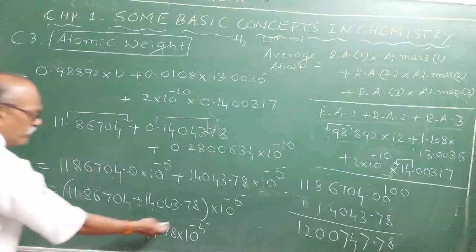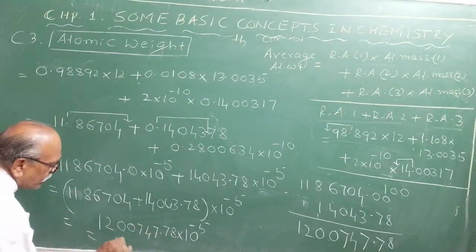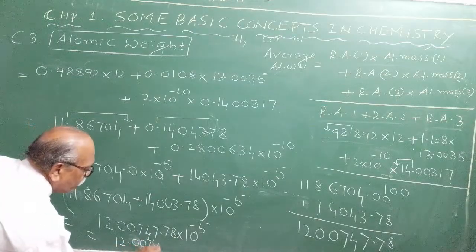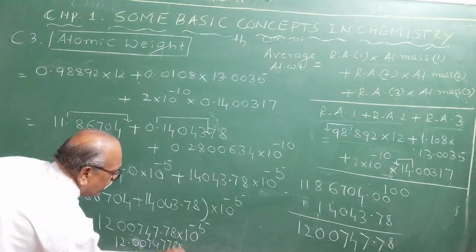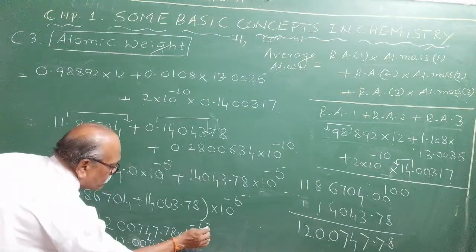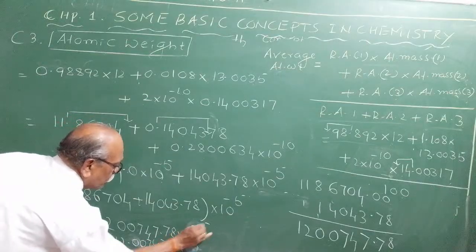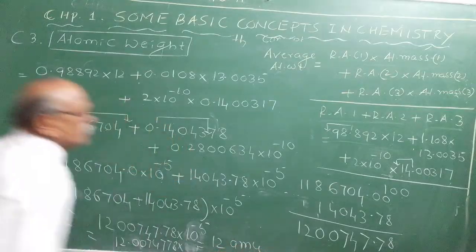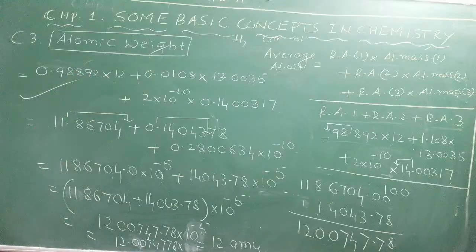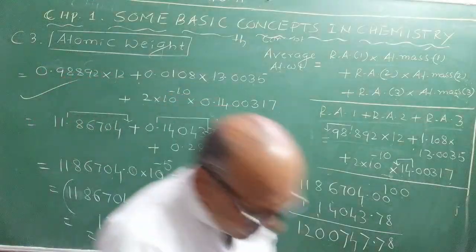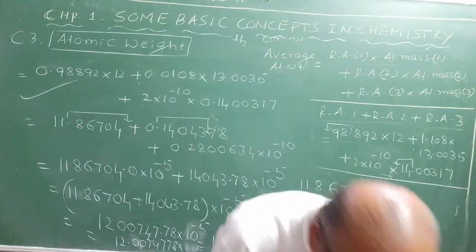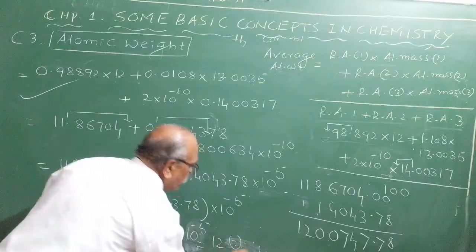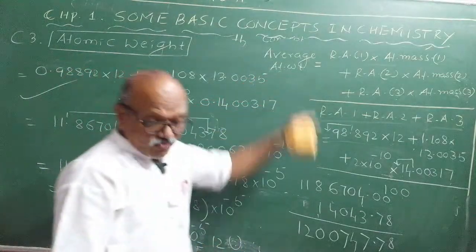Now shift the decimal point 5 places to the left. Then you get 12.0074778 into 10 raised to minus 5 becomes plus 5. Therefore, 10 raised to minus 5 will vanish. Therefore, your answer will be 12 amu, 12.00 amu. So, this is average atomic mass. Whatever atomic mass is given, that is obtained by this. This is unified mass, 12 unified mass. This is how you can calculate using this formula.